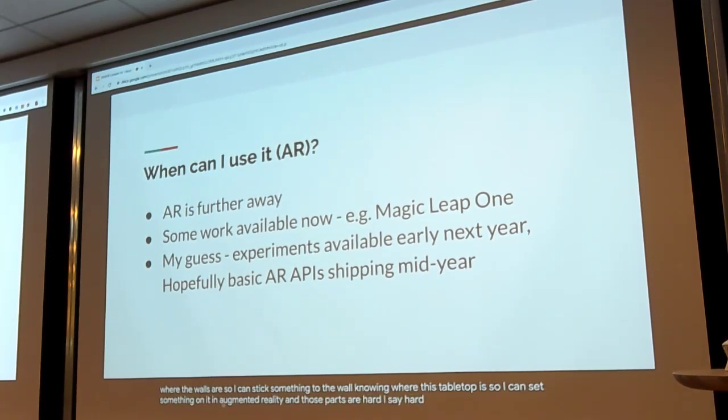I say hard not because they're fundamentally difficult, although they are, but because we're trying to build on top of multiple underlying systems and kind of unify them in how they can expose these things. So some implementations are there today. You can actually create an immersive AR session on a Magic Leap One today and render things to it. It doesn't have any hit testing or exposure of the real world yet. I think that we're going to see experiments available under flags early next year, if not before, in Chrome and others, and hopefully we'll have those basic AR APIs actually shipping probably around the middle of next year.